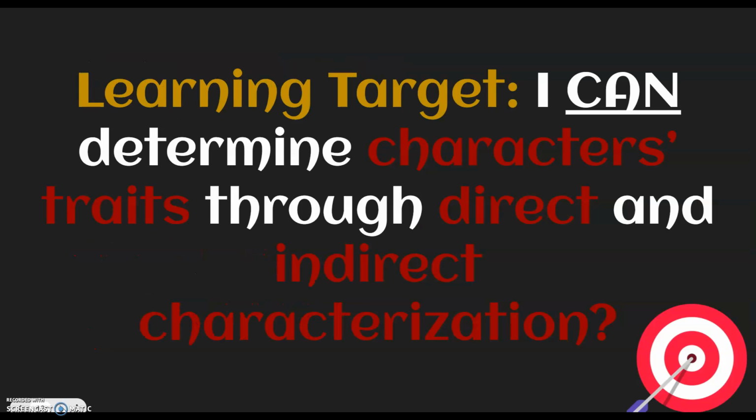Okay. So our learning target. I can determine characters' traits through direct and indirect characterization. Do you think we hit that mark? Can you now define STEAL? Can you tell the difference between the author telling us about a character and the author showing us something about a character? If no, then go back and rewatch this and see if you can do it again. If yes, then we hit our mark.